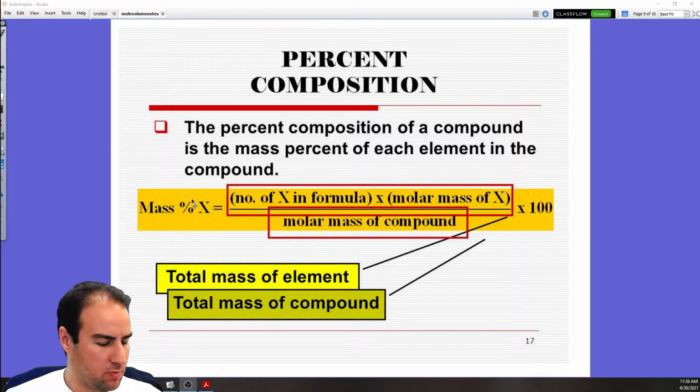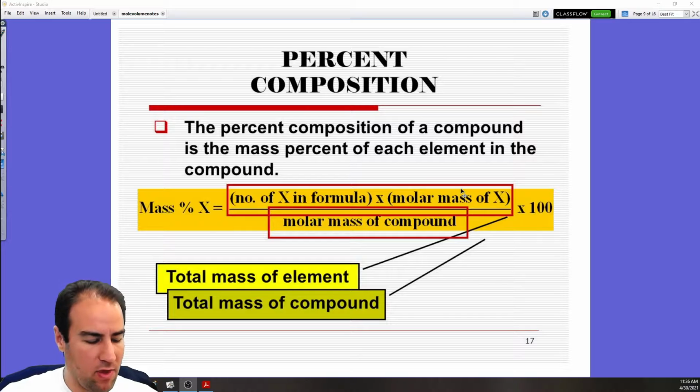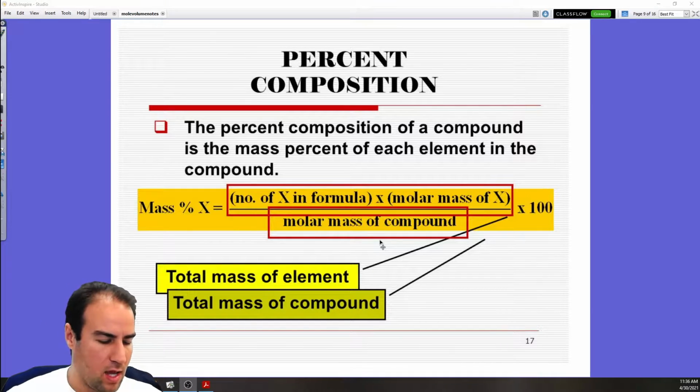For the mass percent of an element in a compound, all you have to do is take the number of atoms of a specific element, multiply it by its molar mass, divide it by the molar mass of the entire compound, and then multiply that by 100 to get your percent. I'm going to show you an example here.